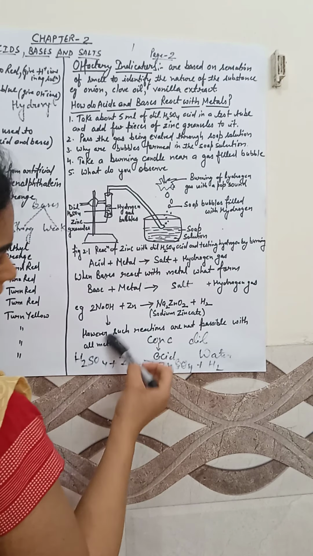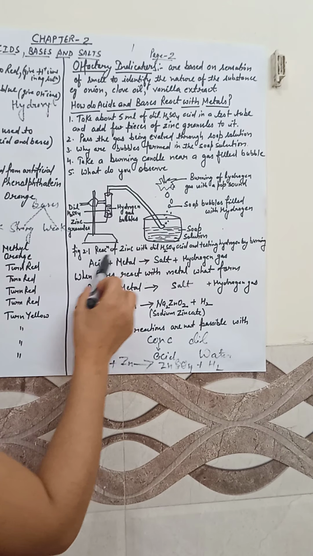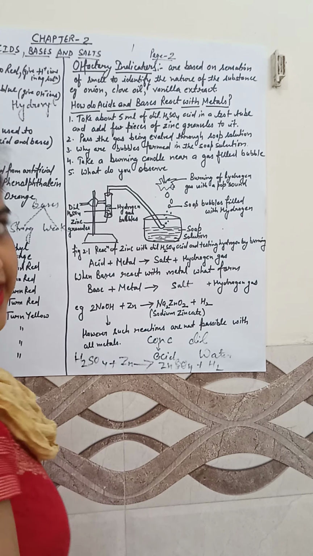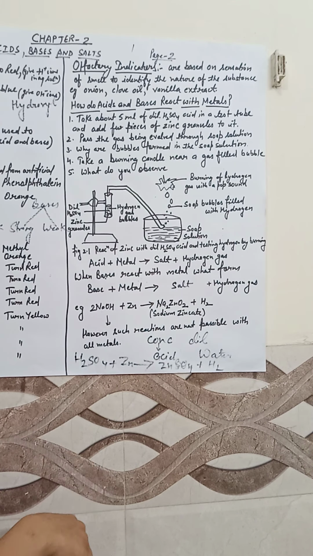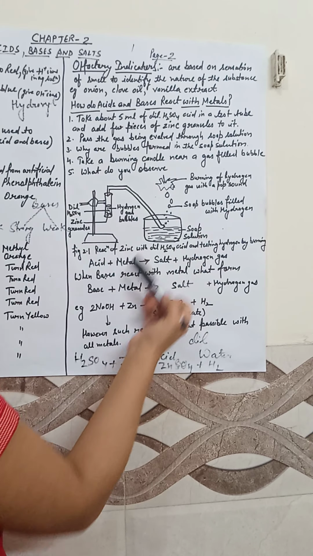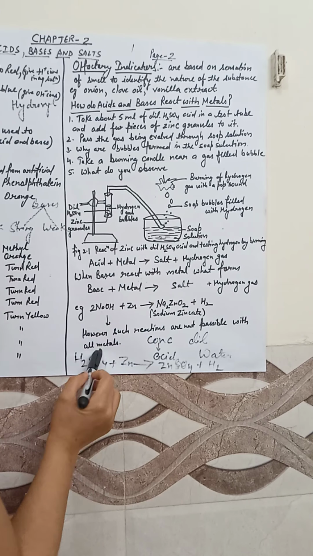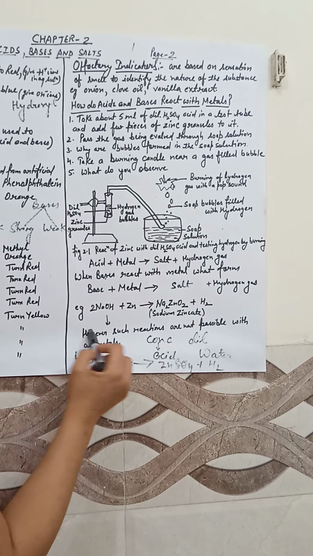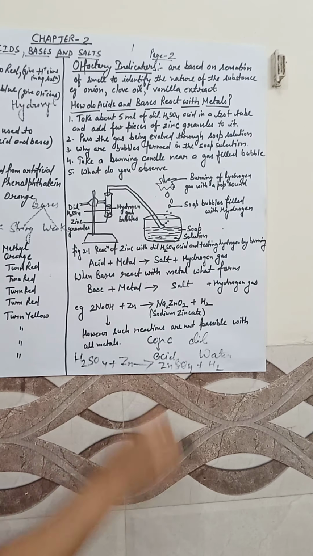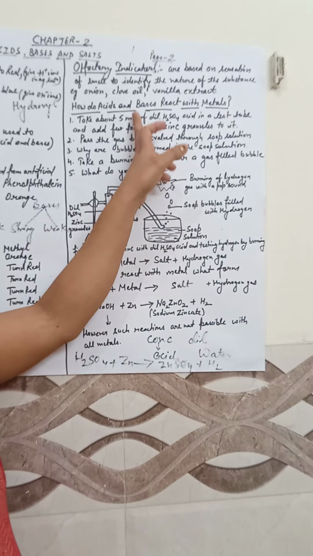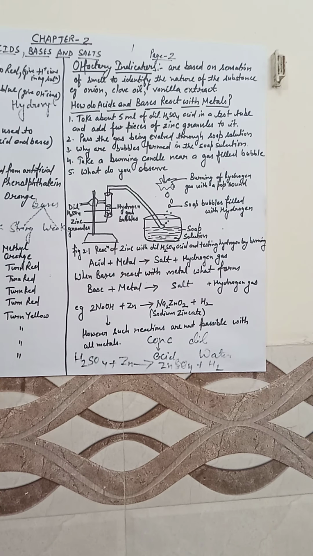However, such reactions are not possible with all metals, because all metals are different in the reactivity series. Some metals are more reactive, some are least reactive. So there is a sequence of reactivity of metals, and according to that, these reactions are not carried out with all the metals. So this is all about how acids or bases react with metals. Okay students.